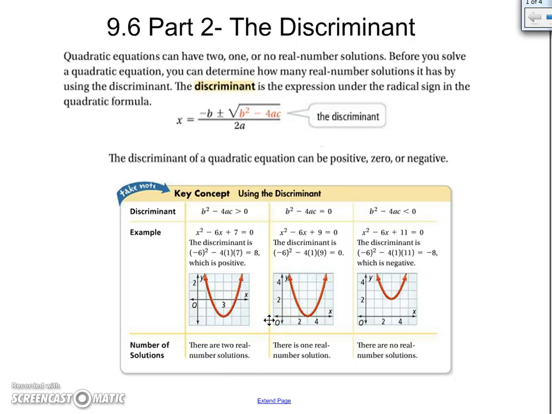Okay, welcome to our 9.6 part 2 video. In the previous lesson we learned about the quadratic formula. Today we're going to learn about a more specific part of the quadratic formula called the discriminant.